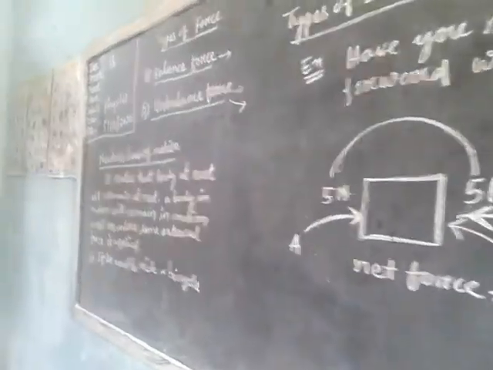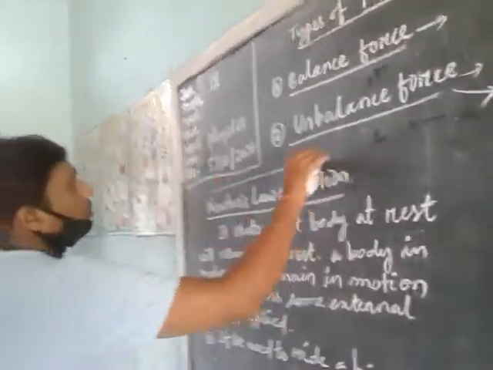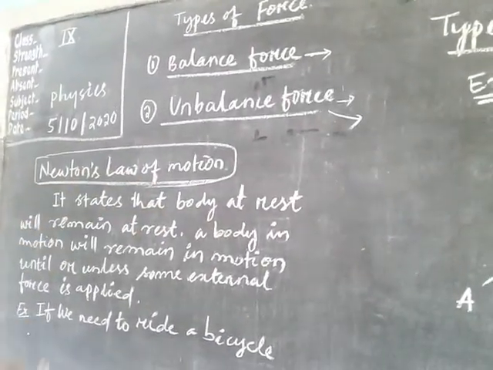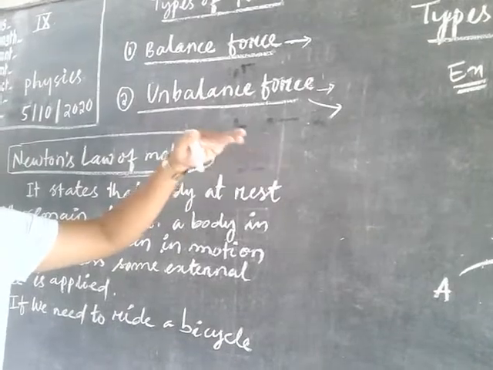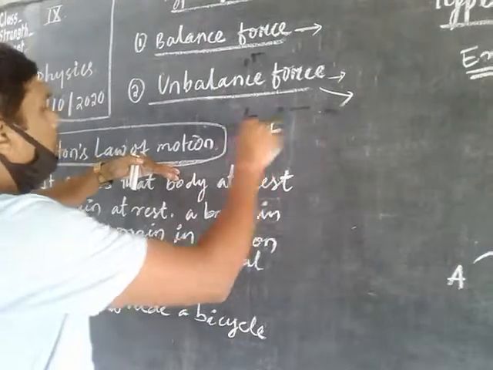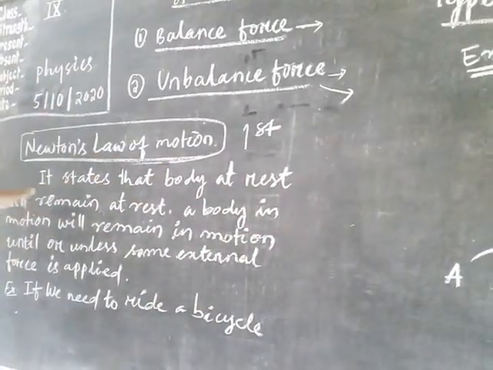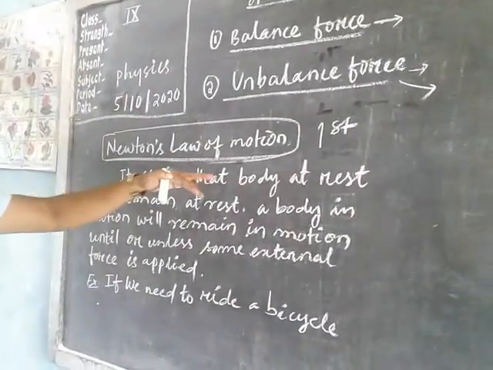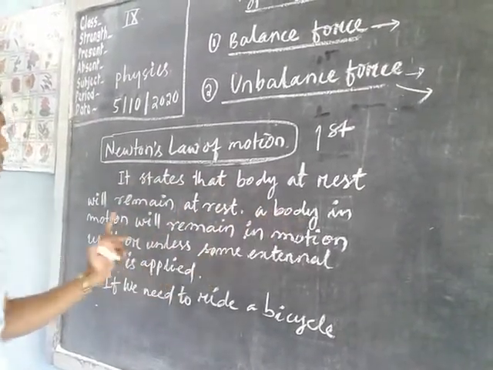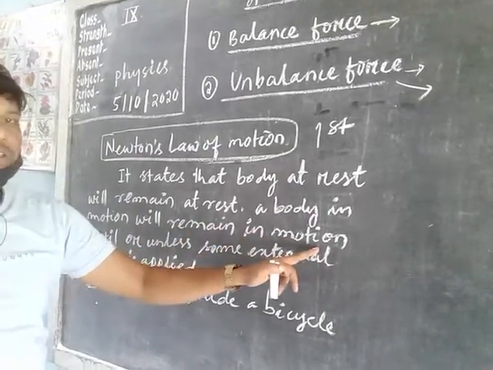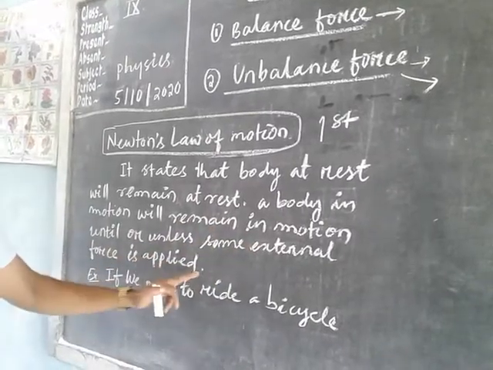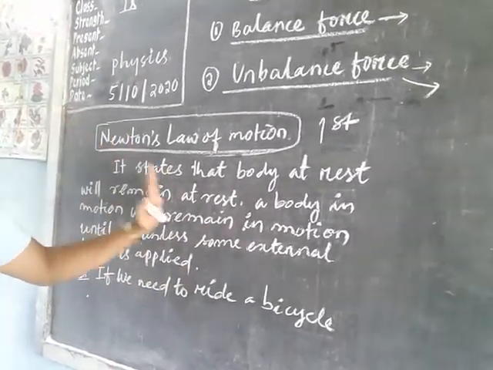So next we will discuss Newton's laws of motion. There are 3 laws of Newton. So first, one by one we will study. First we will study Newton's first law of motion. The first law states that a body at rest will remain at rest, and a body in motion will remain in motion, until or unless some external force is applied. This is known as Newton's first law.